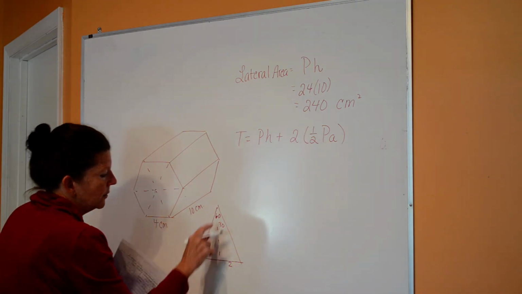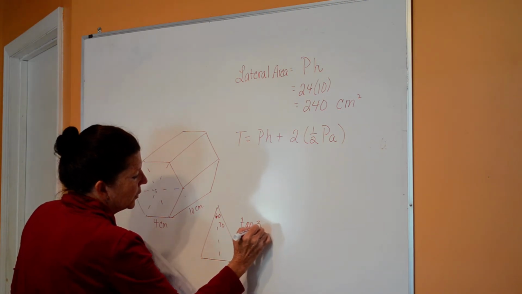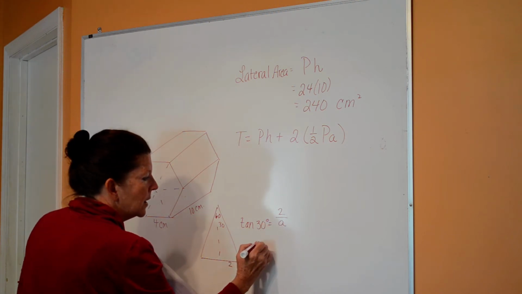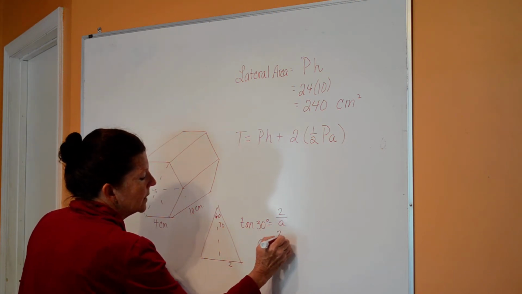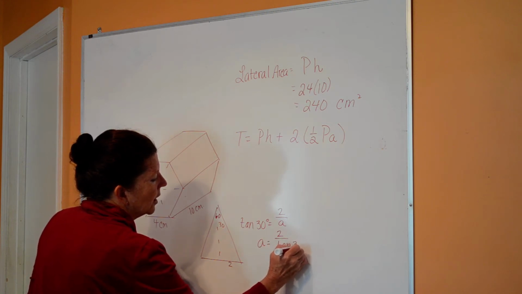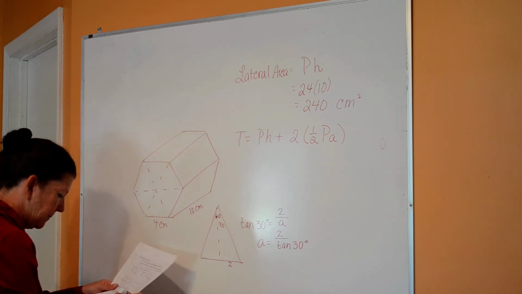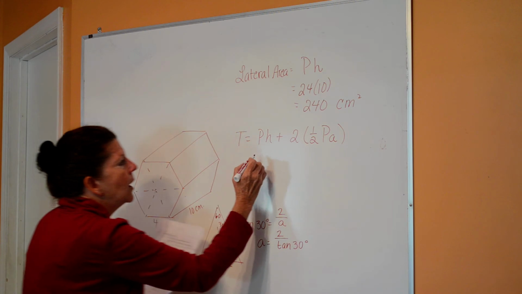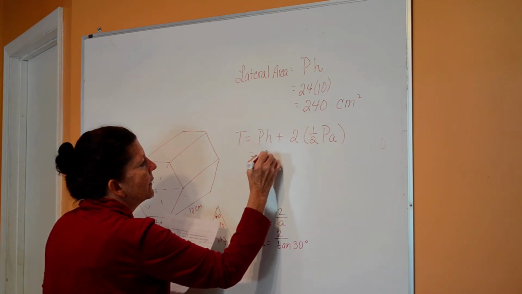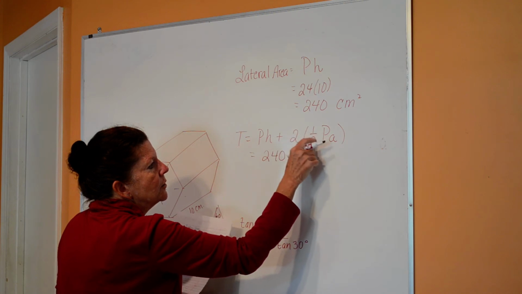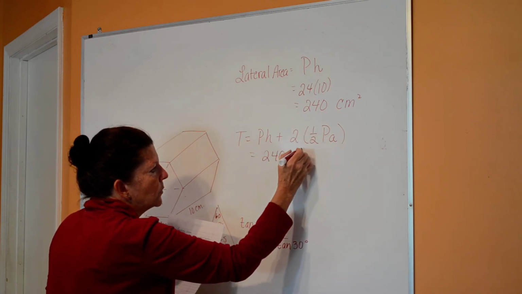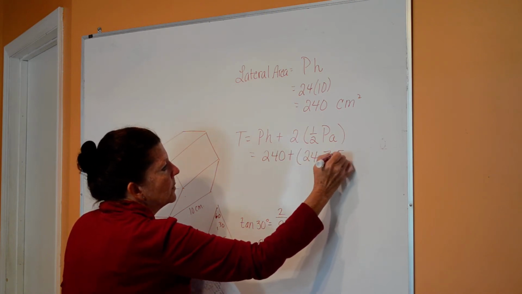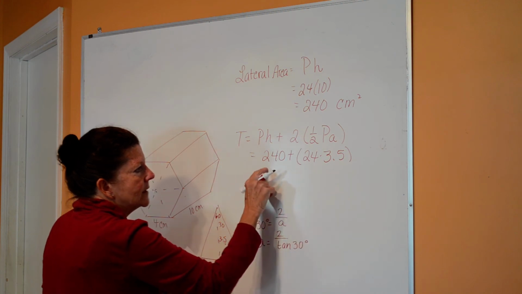So I'm going to do the tangent of 30 degrees is equal to opposite over adjacent, which will be the apothem. So it's going to end up being A is equal to 2 divided by the tangent of 30, and you're going to find that the apothem there is 3.5. Oops, was I right? 3.4. So I'm going to plug in everything. I know the lateral area, 240. The 2 times the 1/2 just totally goes away. So then I take the perimeter, which again is 24, times the apothem, which is 3.5. Put that in parentheses, okay?